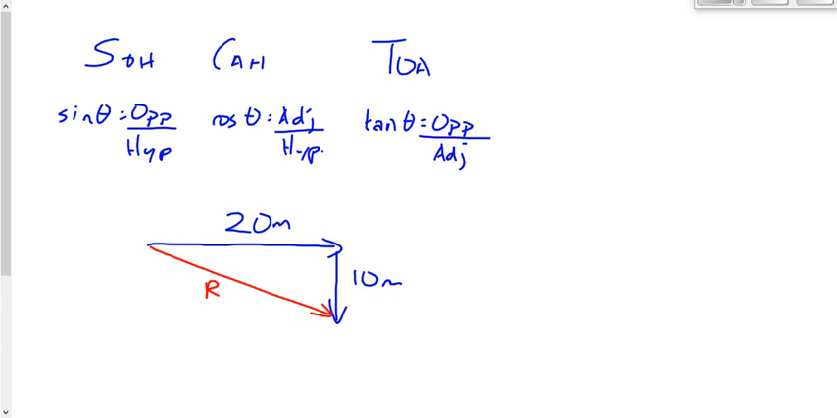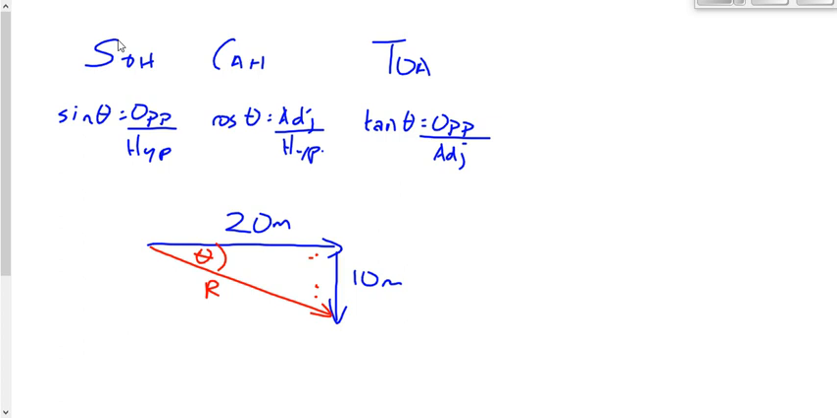Do the Pythagorean theorem. a squared plus b squared is equal to c squared, or r ends up being the square root of 20 squared plus 10 squared. But what about the direction? That's what we haven't done to this point. First thing I got to do is label theta here. Where do you want to find the angle? Position 1, position 2, or position 3? 1, 2, 3. It's position 1. Always find the angle at the start of your vector diagram. Always at the start.